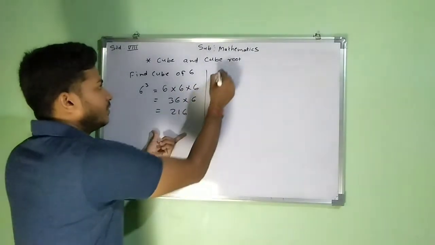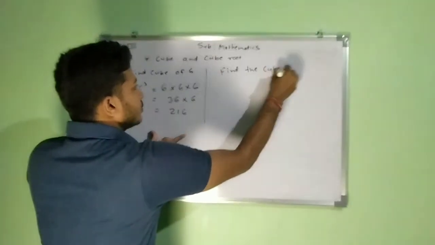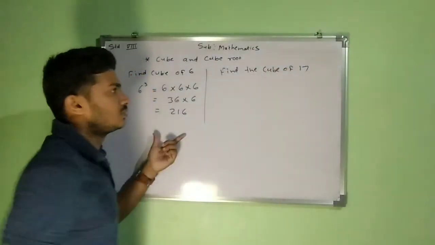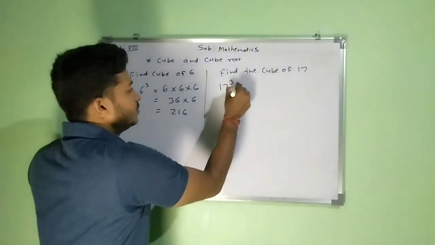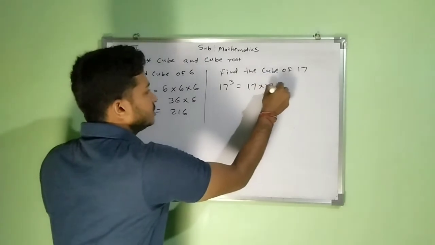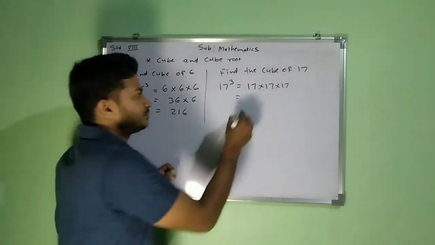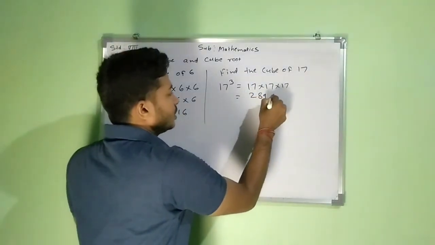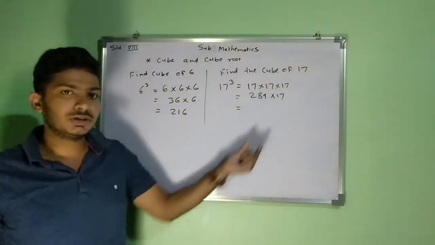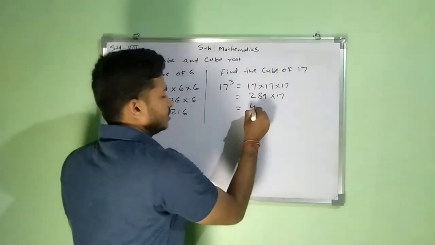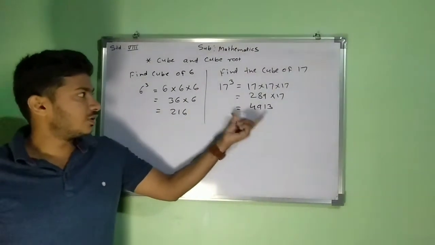Suppose we have one more example: find the cube of 17. So here also we have to write 17 cube, which is equal to 17 into 17 into 17, three times. Now 17 into 17 will be 289. Now 289 multiplied by 17 will be 4913. So this is how we have to find the cubes.